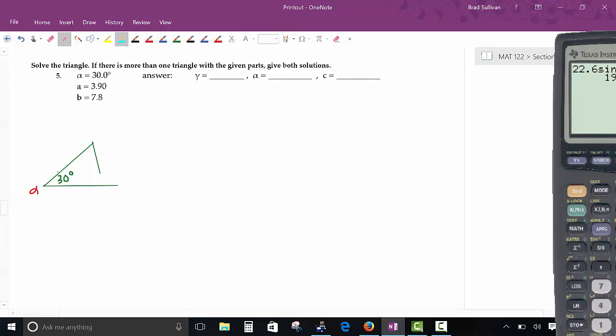Side A would be opposite that. So I'm going to call this A equals 3.9. Okay, then I'm going to call this side B, which is 7.8. That's going to force that to be gamma, and that's going to force this angle, if a triangle exists, to be beta like that.